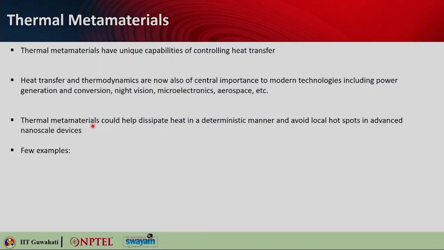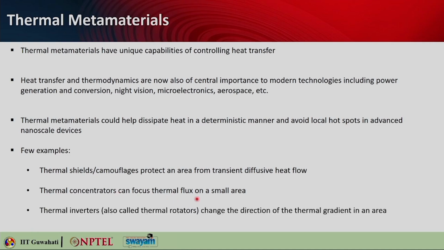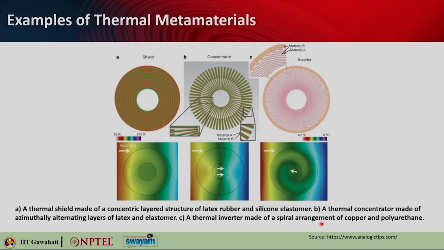There are a few examples of thermal metamaterials. One is the thermal shield or camouflage. What does it do? It protects an area from transient diffusive heat flow. That is what a shield does. It saves one area from getting exposed to heat. There are thermal concentrators, as the name suggests, which can focus thermal flux on a very small area. There are thermal inverters or thermal rotators which can help you change the direction of the thermal gradient in an area.